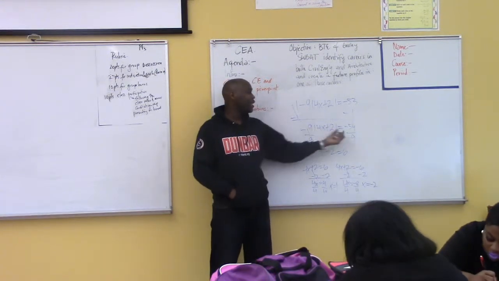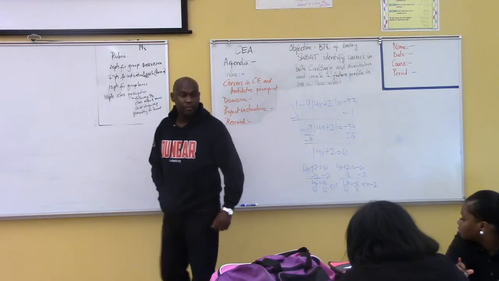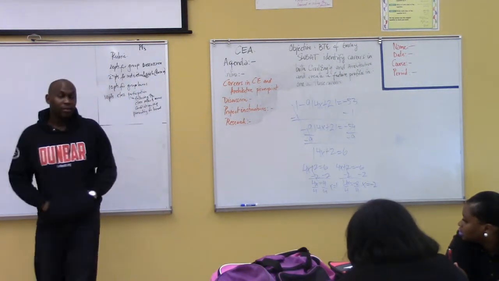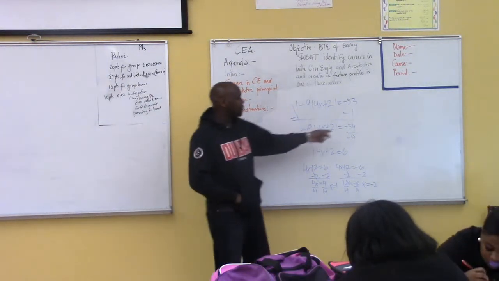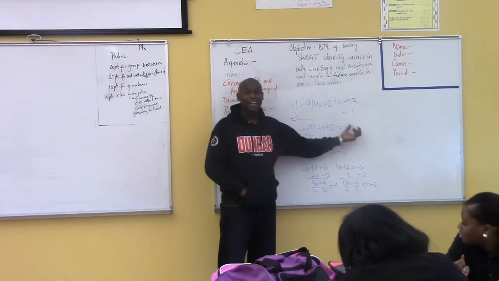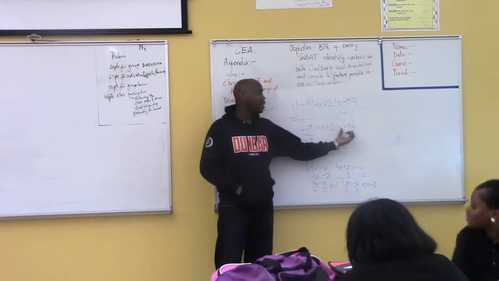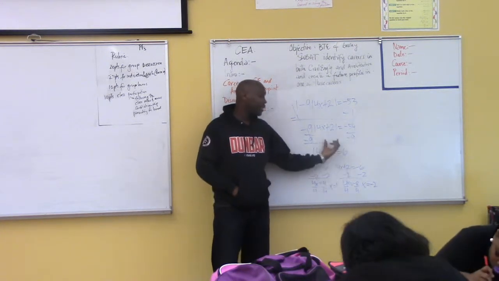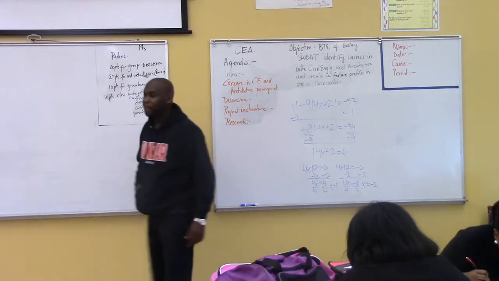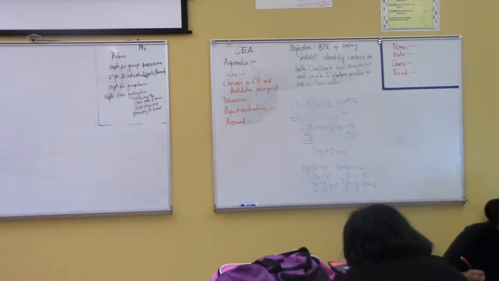If we didn't get a positive, what would we do? It would be no solution. Right, if this remained negative, it would be no solution. So that's what we have to be conscious of. If your absolute value term is equal to a negative, we get no solution, because we can't have a negative absolute value. Alright? So number 6.